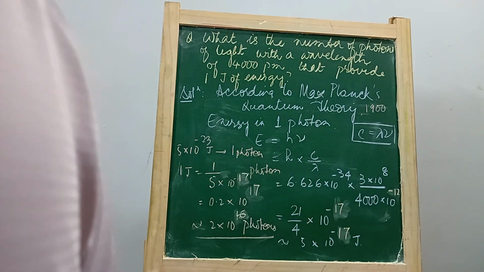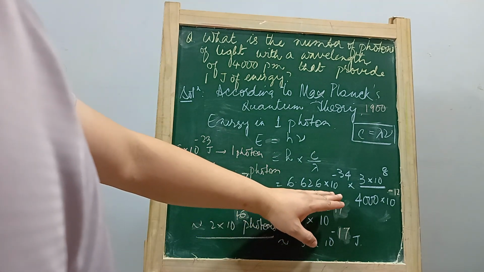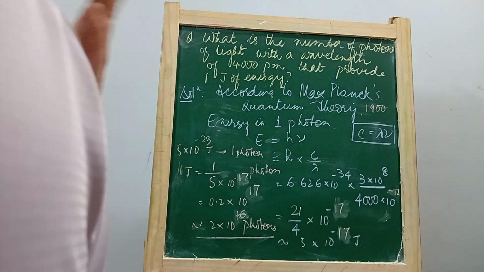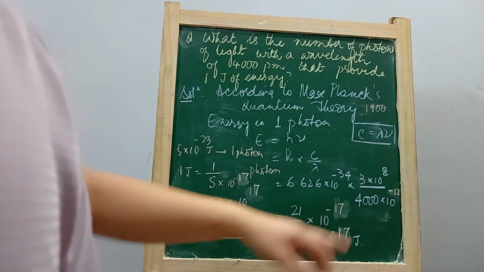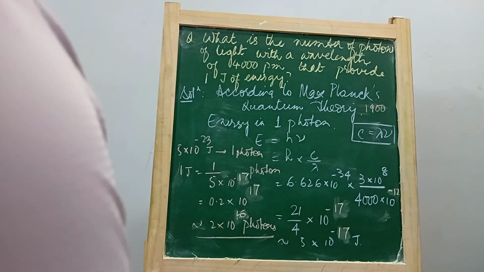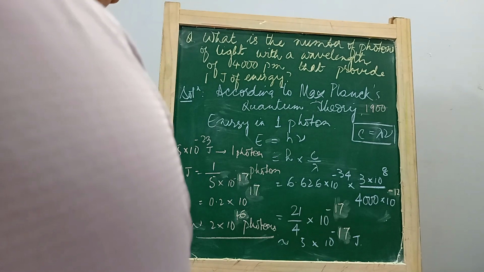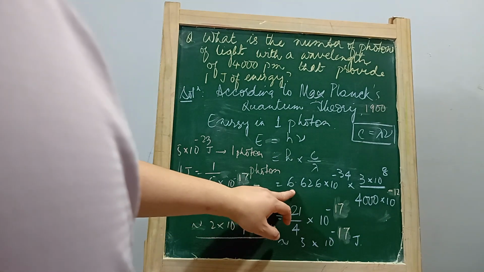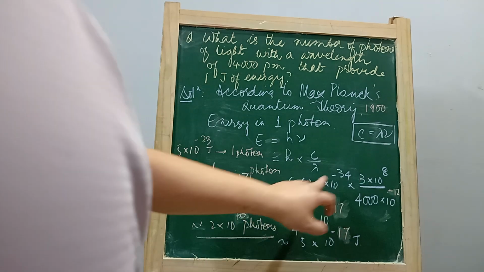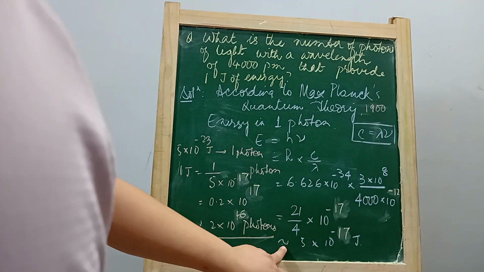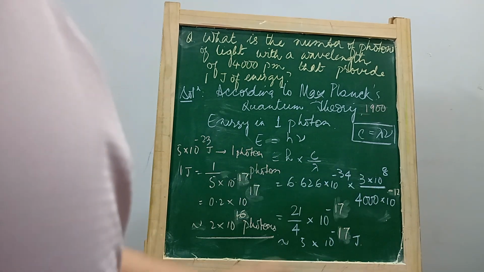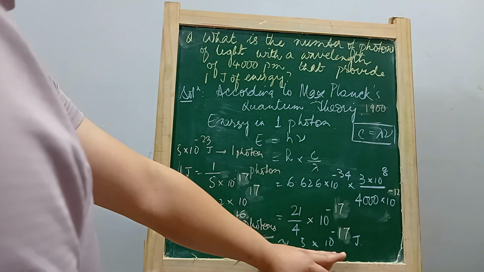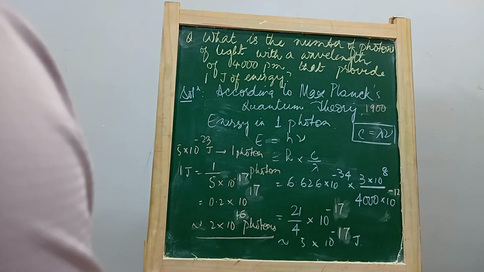The value of Planck's constant is 6.626 into 10 to the power minus 34 joule second. And now you're given the wavelength. So wavelength is 4,000 picometer. Pico is 10 to the minus 12, converting into meter. So simplifying it, I just took this as a 7, as a whole number. So 7 multiplied by 3 is 21. 21 by 4 is approximately 5. And simplifying the powers of 10, it becomes 5 into 10 to the power minus 17 joules. This is a very small amount of energy, right? 10 to the power minus 17 joules.